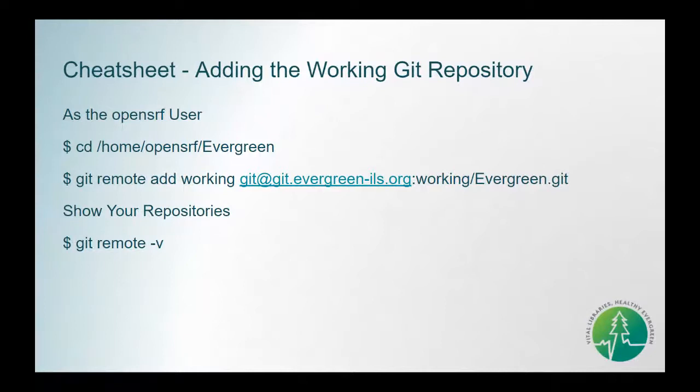So your server already knows about the Evergreen repository. What it doesn't know about is the working repository that developers, or bug fixers, or community members push their working branches to when they propose a patch for a bug. So these commands will add the working repository so that you will have access to the Evergreen repository and also the working repository so that you can pull down those patches to test.